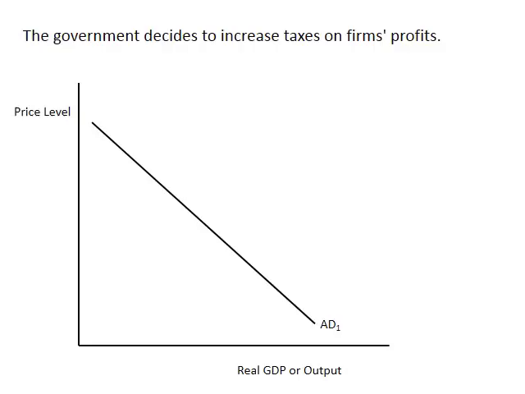The government decides to increase taxes on firms' profits. Well, if firms have less money now, because they're giving the government more money, they'll have less money to invest. So the AD curve will shift to the left. Show it with two arrows, AD2, and the component is I for investment.